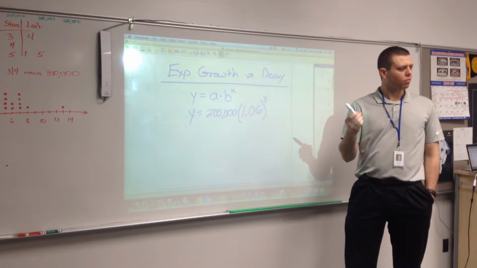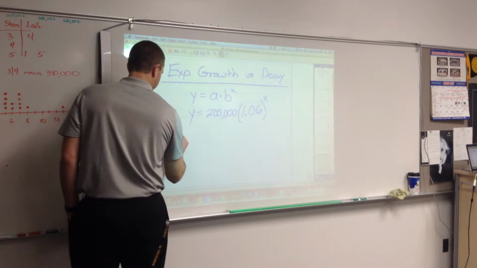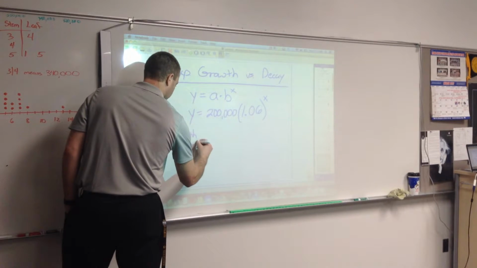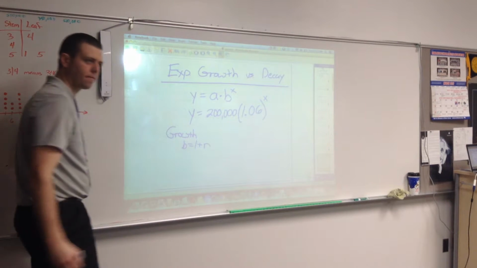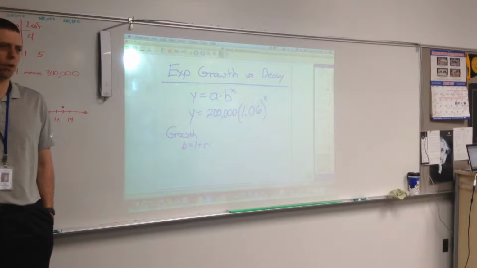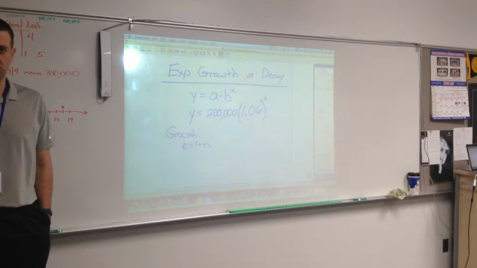When you're working with growth, your B value is 1 plus the rate. So take the number 1, add the rate to it. So in our case we did 1 plus 6%. 1 plus 6% was 1.06.